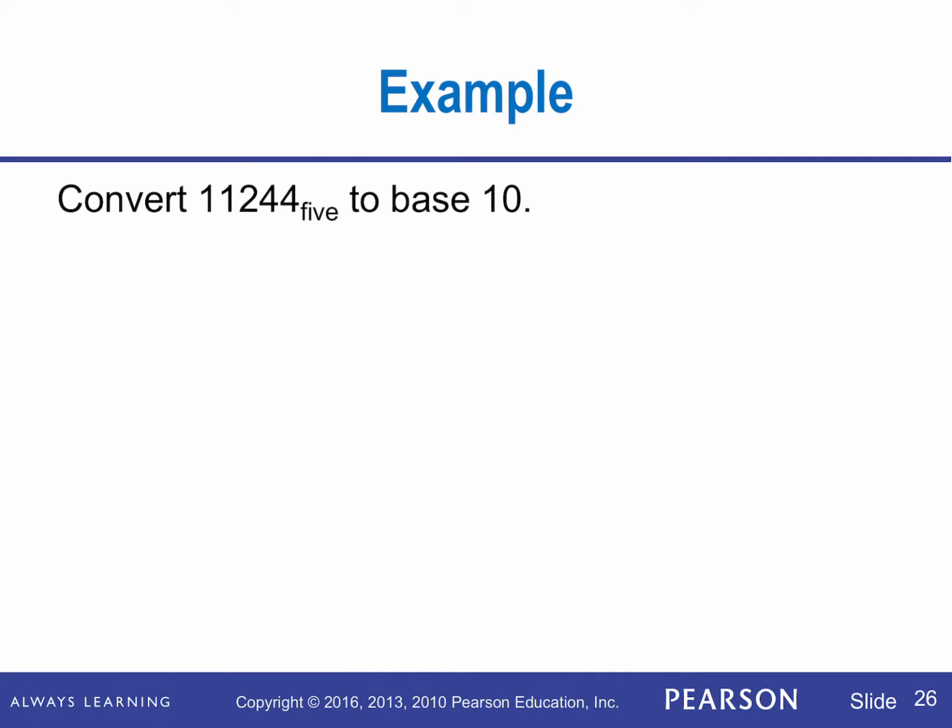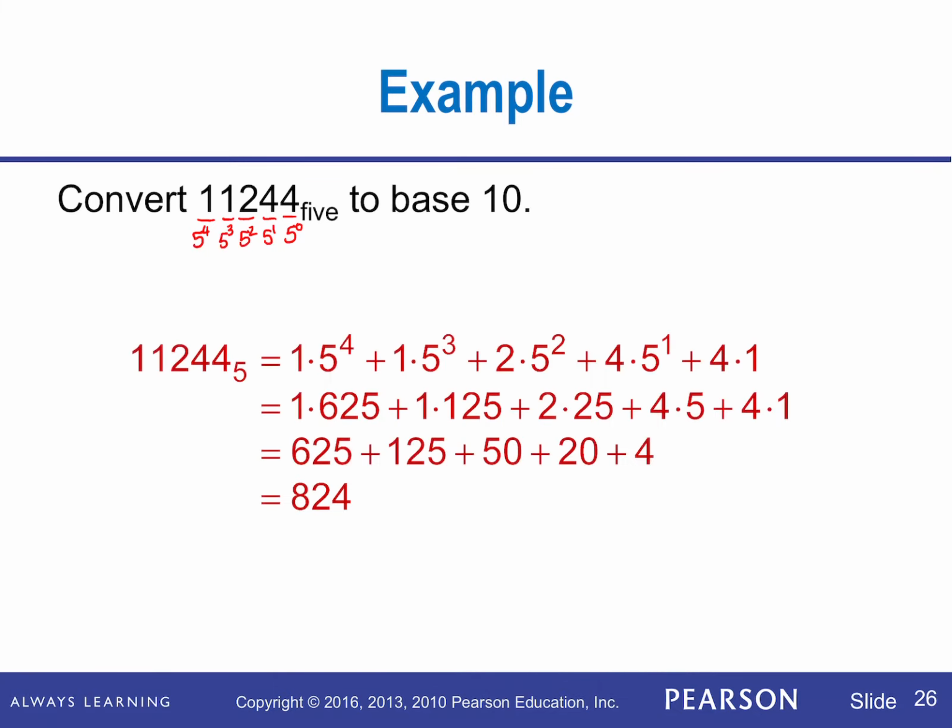Let's look at how we would convert back and forth. So I want to take a base 5 number, 1, 1, 2, 4, 4, base 5, and convert it to base 10. So these place values, starting from the right, are telling me how many of each power of 5 I have. So on the right, I've got 5 to the zero, 5 to the first, 5 squared, 5 cubed, and 5 to the fourth. So this is telling me 1 5 to the fourth, 1 5 cubed, 2 5 squareds, 4 5 to the first, and 4 ones, or 5 to the zero.